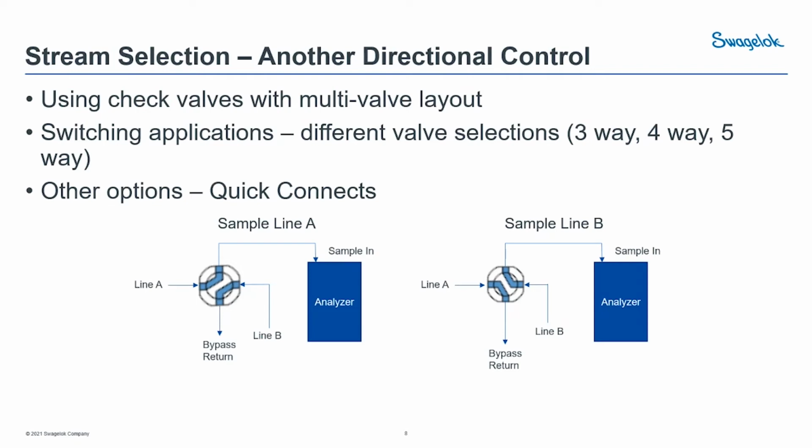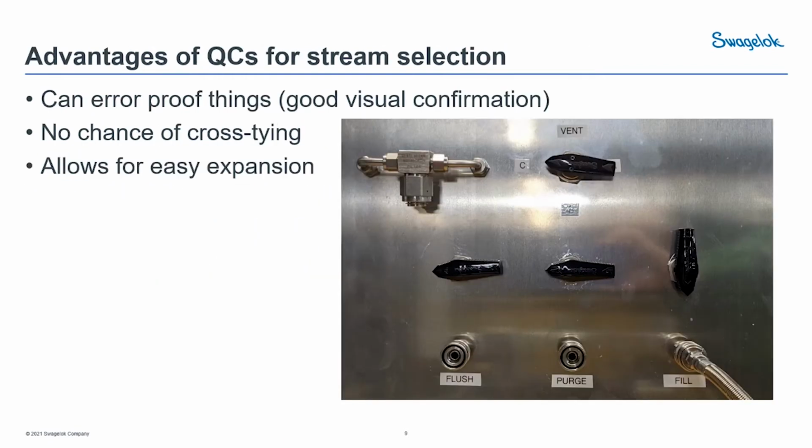Now, one other option for stream selection is quick connects, and that's why we want to talk about quick connects at the end here. So again, you can use a quick connect to plug into different bodies with a single stem to select between different flows. We've got an example on the next slide. It's an example of a customer's setup that I snapped a picture of, with their permission. I thought this was kind of a neat way to do things.